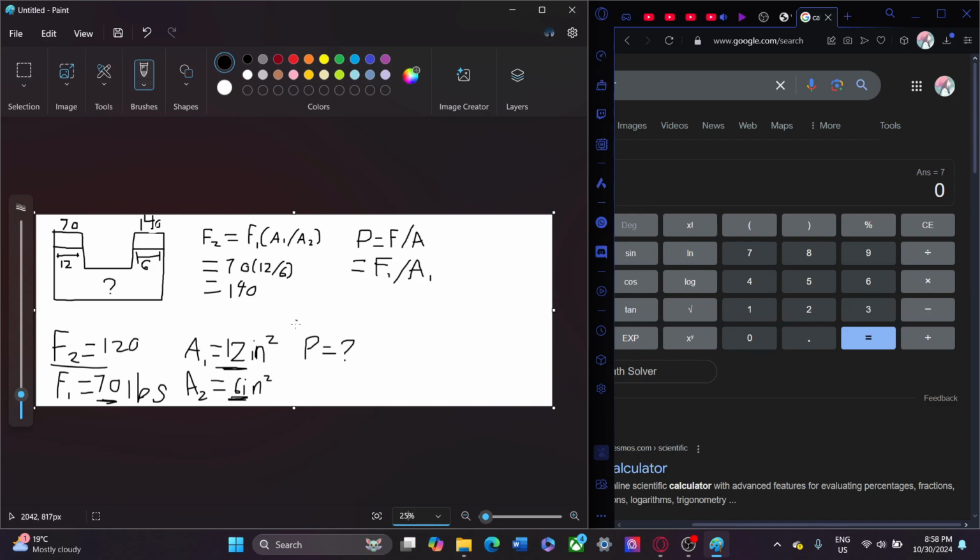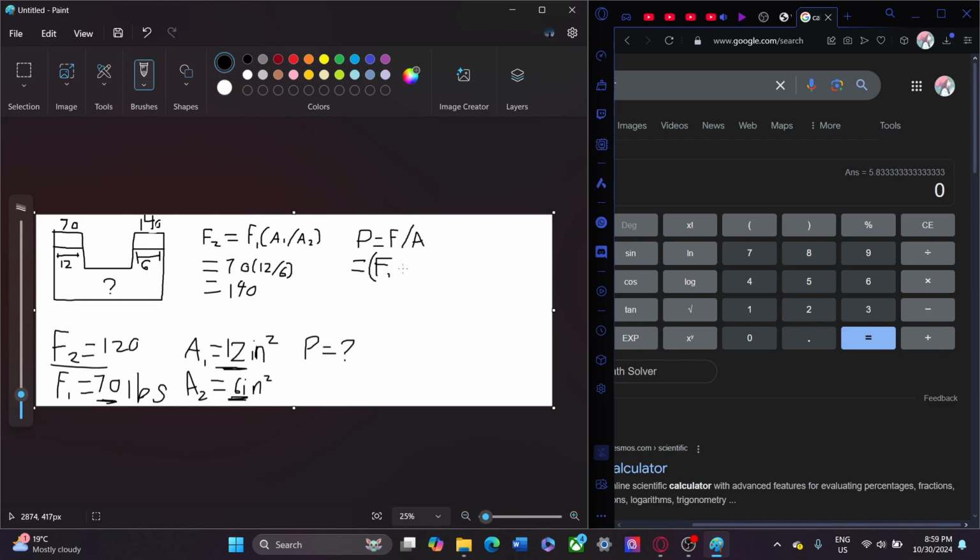Now we know what our F1 is, which is 70. Divide that by 12. It's wrong. I'm stupid. Anyway. This equation is wrong. My fault. Ben, I'm sorry. You probably already wrote something there. Okay. Anyway. So.